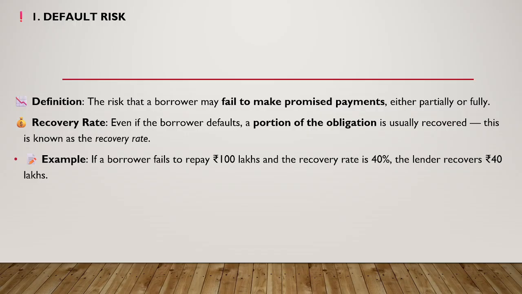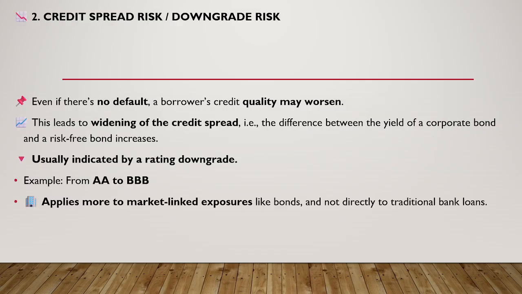Let's take a simple example. Suppose a company borrows 100 Indian rupees lakhs and ends up defaulting. If the bank is able to recover 40 Indian rupees lakhs from the liquidation of the borrower's assets, then the recovery rate is 40%. The remaining 60% becomes a loss. Now, what if the borrower doesn't default but still becomes riskier?